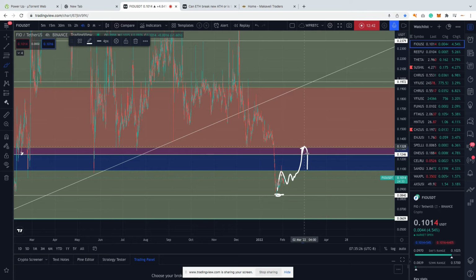We're going to get a pullback. Now, they could return back. Now, this is going to affect FIO depending on Bitcoin. Now, what I do see is that their main target is to return to this point, 1.9. That is their main target. They will get a reaction on this point and they will likely get a reaction in between this point.